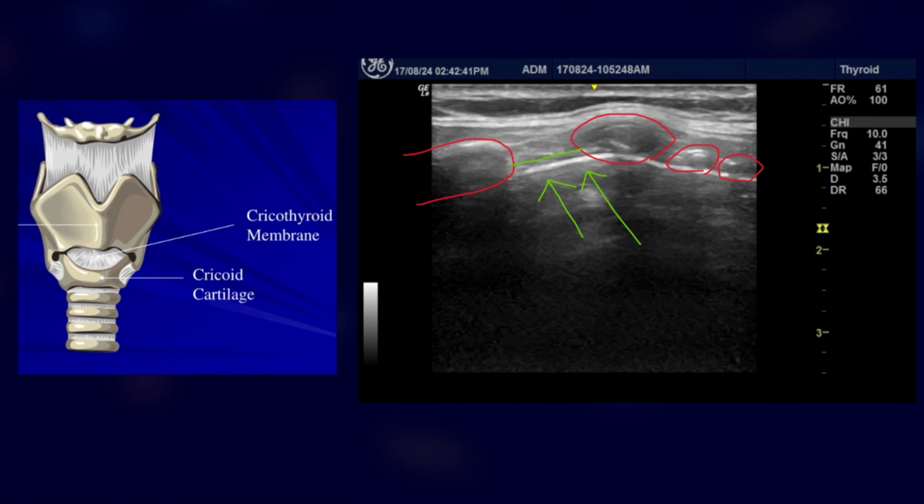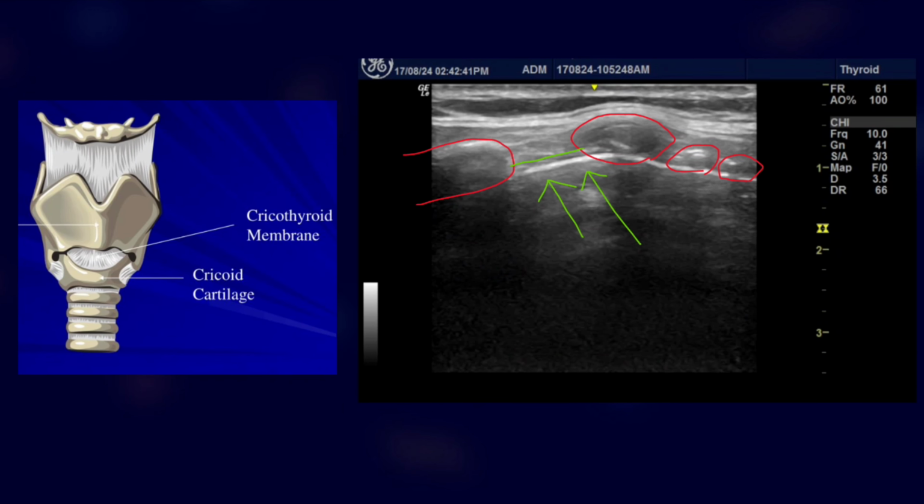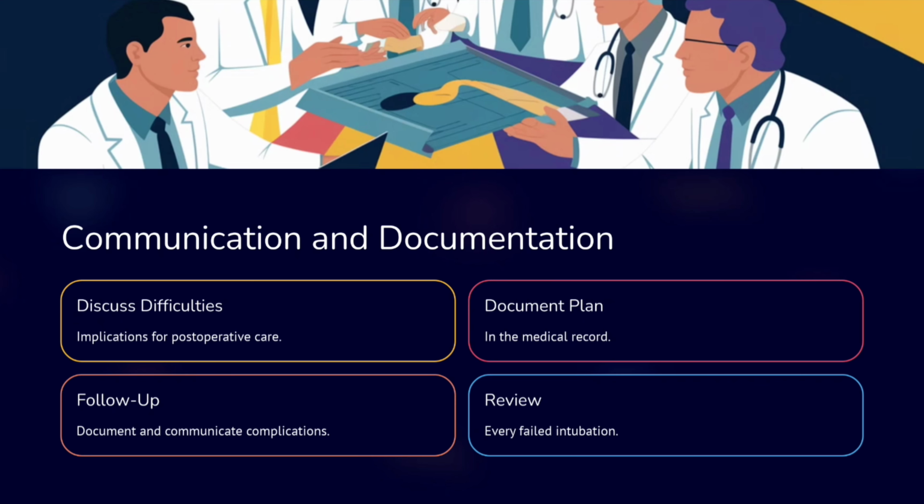So this is the ultrasound view, and you can see in the beginning there is the thyroid cartilage, then there is a green line, then there is the cricoid cartilage circled with red. It looks like a bump, and then there are two small tracheal rings. They are also circled with small red circles. And with the arrow I have shown the cricothyroid membrane. On the left side of the screen you can see the cricothyroid membrane in its anatomical location, and on the right side you can see the ultrasound view of the cricothyroid membrane.